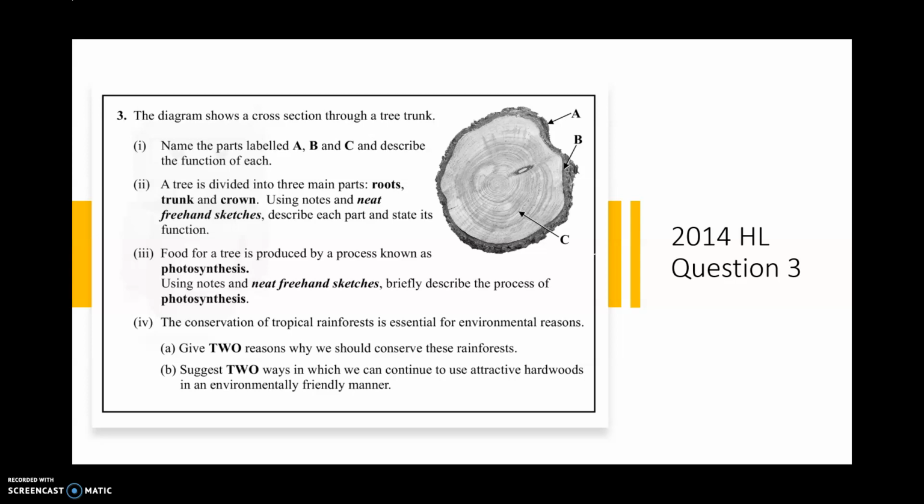So, manufactured boards is number 1, maybe use softwoods. Number 2, use woods that grow quicker. Number 3, and so on. So hopefully you find that question nice and easy. That's a higher level question from 2014.